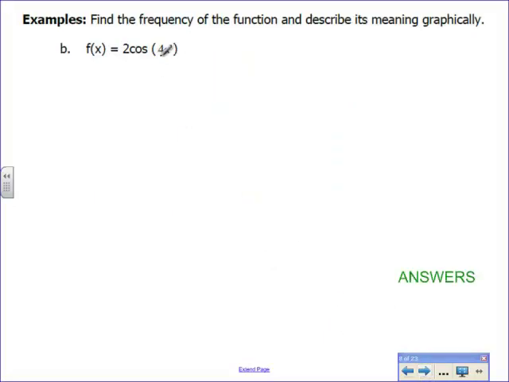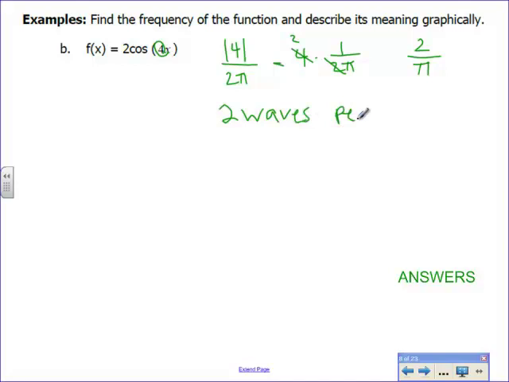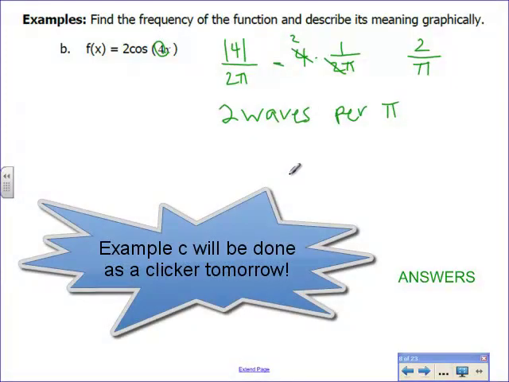Example B, I have a B value of 4. So I'm going to take the absolute value divided by 2 pi. That's going to get me 4 times 1 over 2 pi. 4 will reduce to a 2 when it cancels with the 2 in the bottom. You end up with 2 over pi. Graphically, what this means is 2 waves per pi in length. So this time I've got 2 waves every pi. So my normal is 1 wave per 2 pi. So this is increased dramatically.